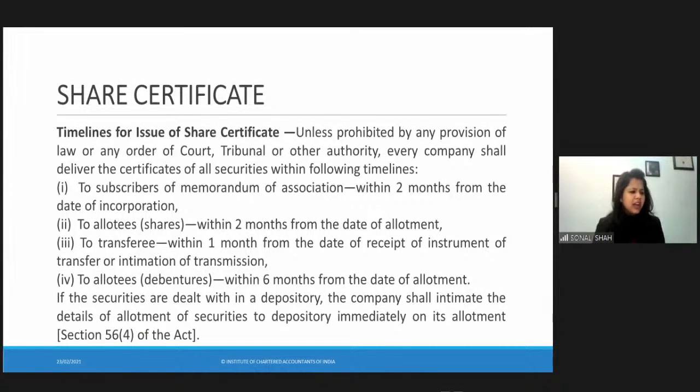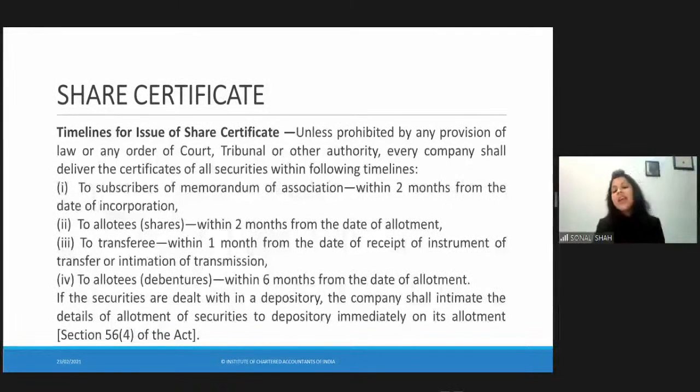Aditi, ma'am, can't we have our original certificate laminated and have a copy in our hand instead of issuing a duplicate share certificate? Firstly, the duplicate share certificate is issued by the company. It is the original certificate that is issued to the shareholder.